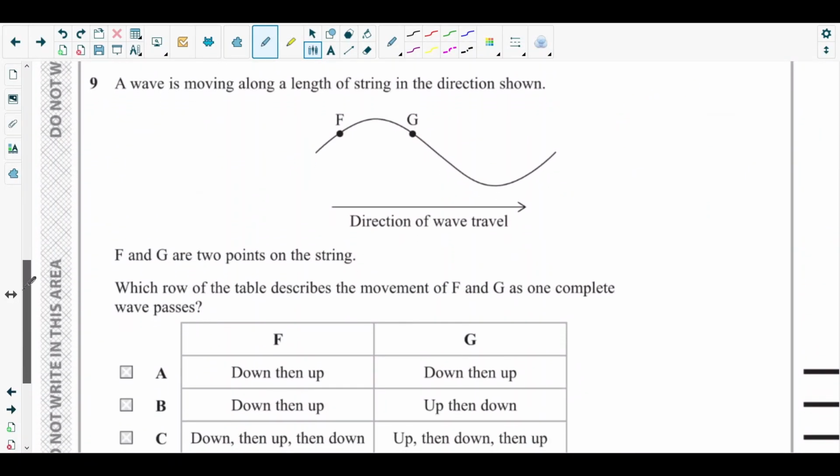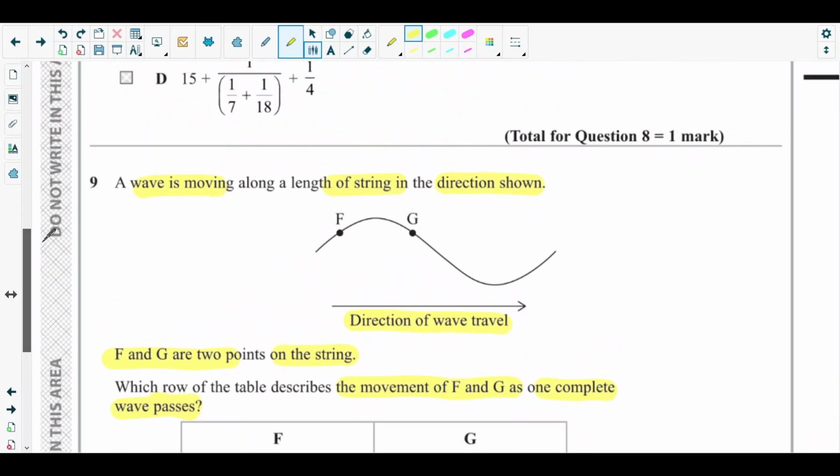Okay, next is multiple choice question number 9. Here the question says a wave is moving along a length of string in the direction shown. These are the 2 points on the wave. So F and G are 2 points on the string. Which row of the table describes the movement of F and G as one complete wave passes? Okay, so as one complete wave passes along this direction, how would the movement of points F and G be?